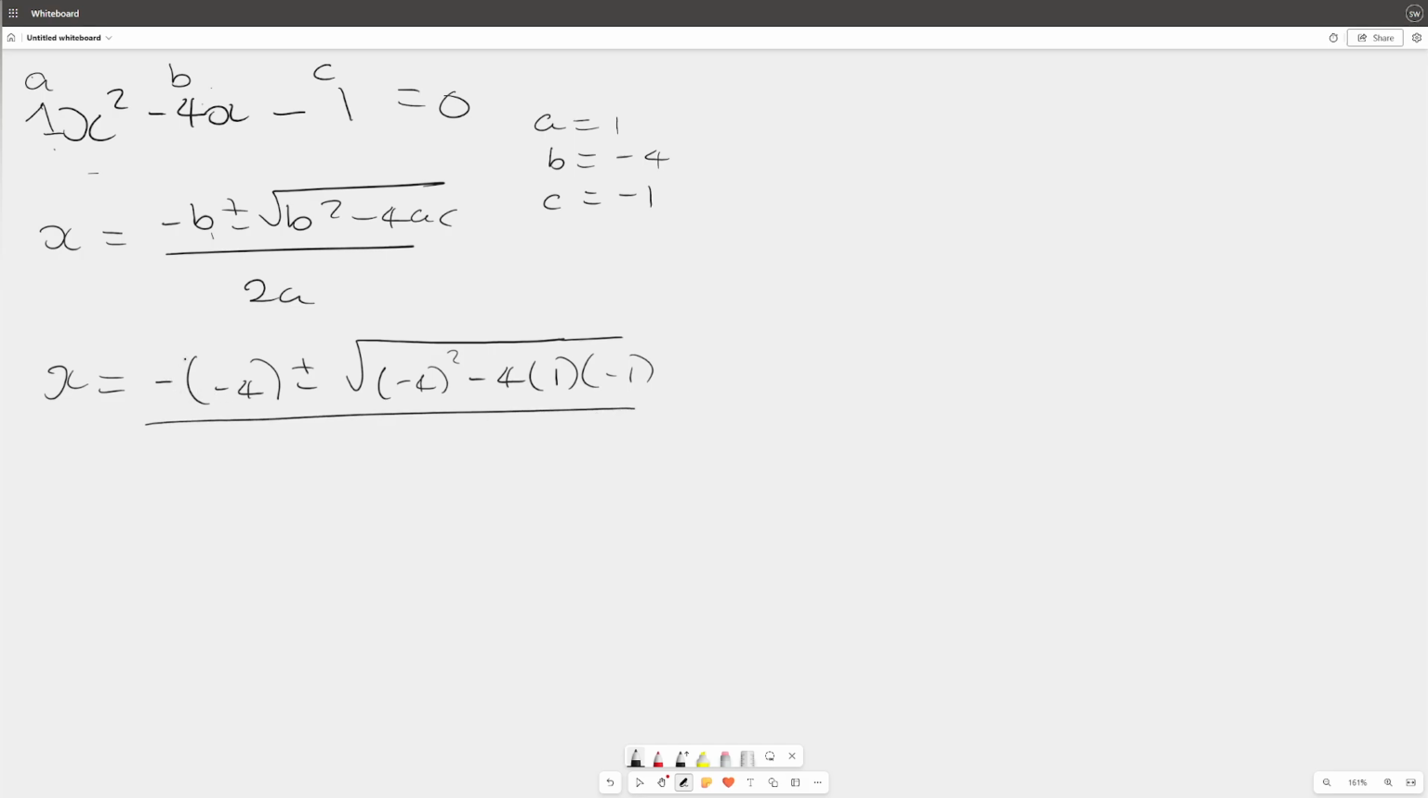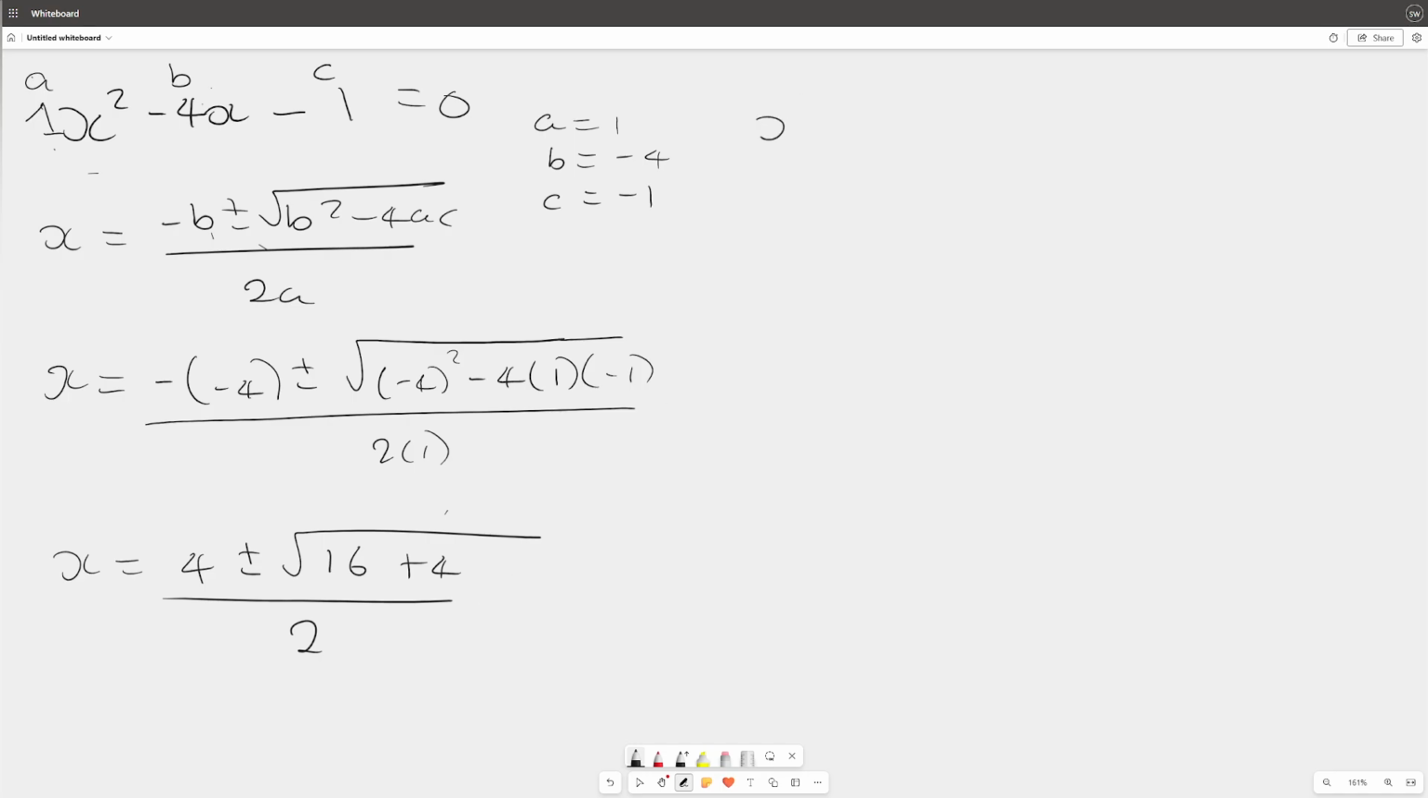So then what we're going to do is the minus times the minus, which is positive, so we just have a normal 4. Oh, sorry, this is all over 2a, which is 2 times 1. So now we have 4 plus or minus the square root of minus 4 squared, which is 16, and then we have minus 4 times 1 times minus 1. Now 4 times 1 is 4, times minus 1 is minus 4, and we are doing minus 4, so plus 4. And this is all over 2.